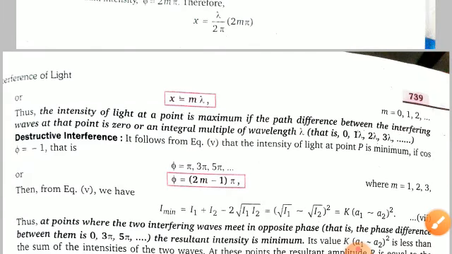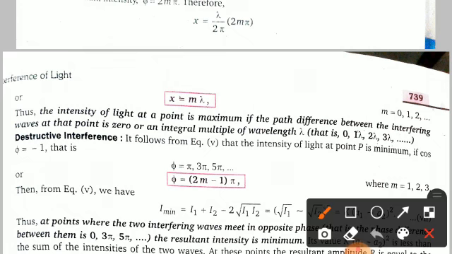So the intensity of light at a point is maximum if the path difference between the interfering waves at that point is 0, or an integral multiple of the wavelength: 0, lambda, 2 lambda, 3 lambda and so on. I hope it is clear.